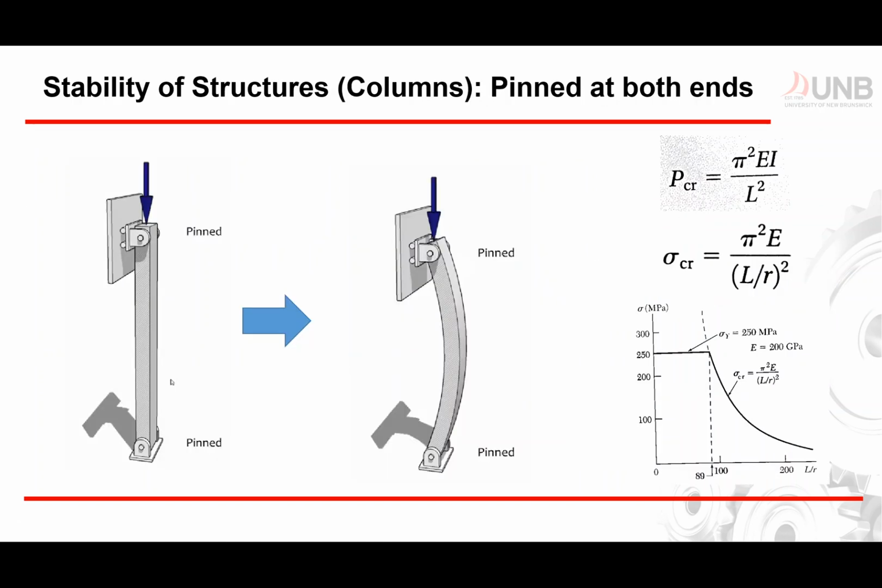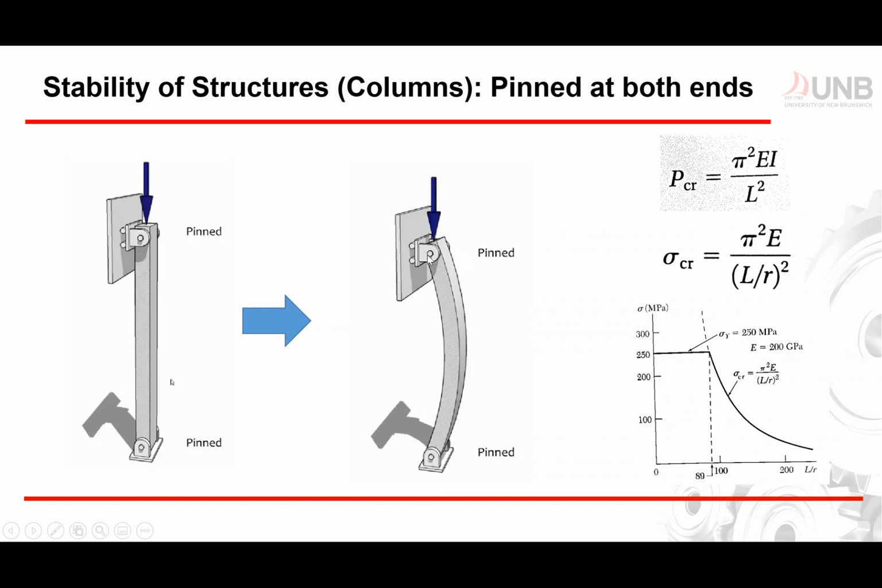Now let's say we have a structure. Now the structure is pinned at both ends. So let's focus on the image on the left side. So we have pinned on the upper part, pinned at the lower part. And we apply a force, which is the blue arrow right here. And then at a certain amount of force, so we go to the right image here, there's a tendency that this structure could buckle, which looks something like this.